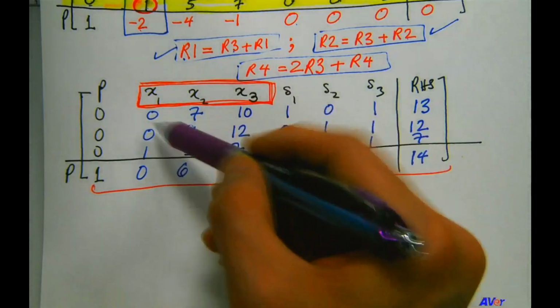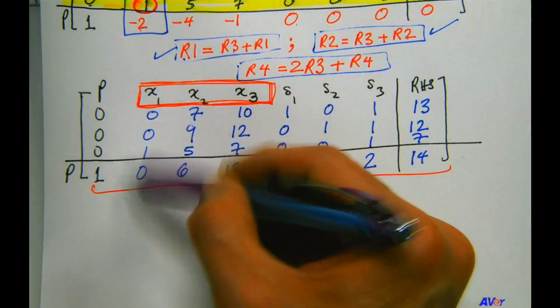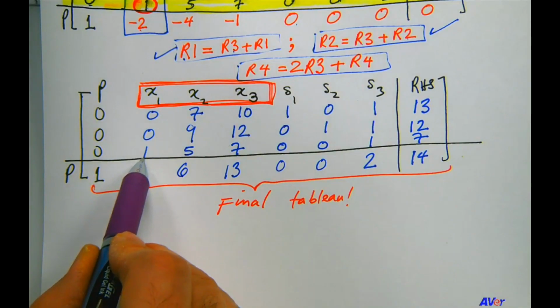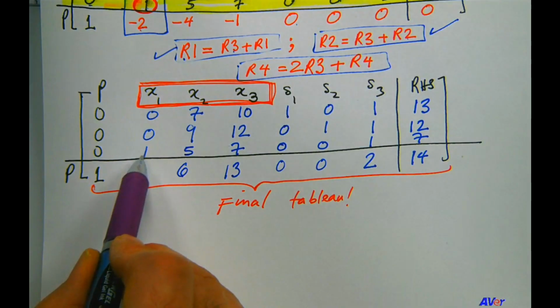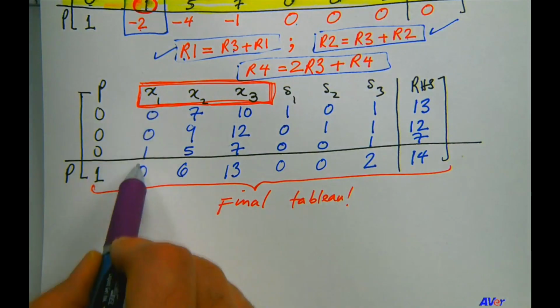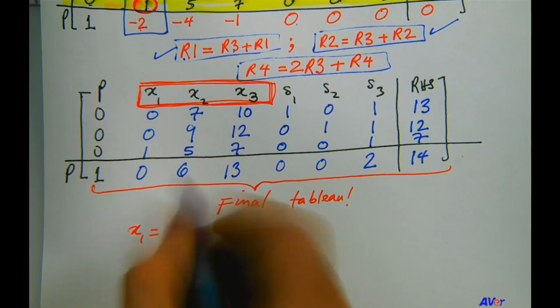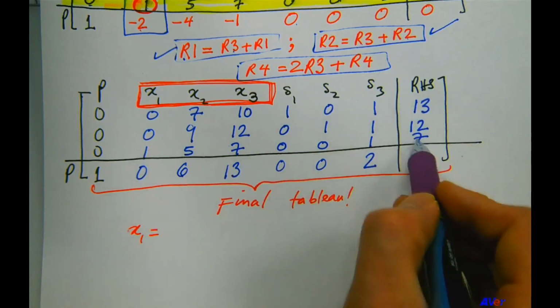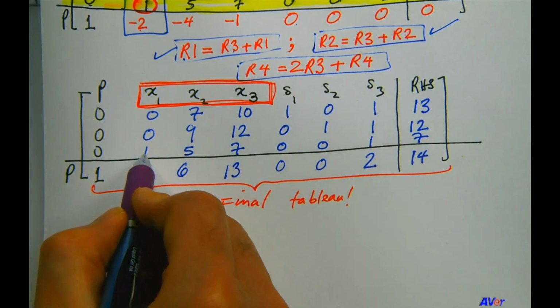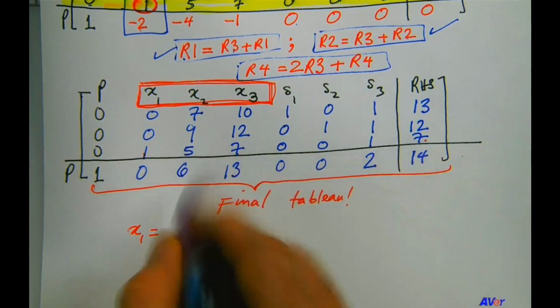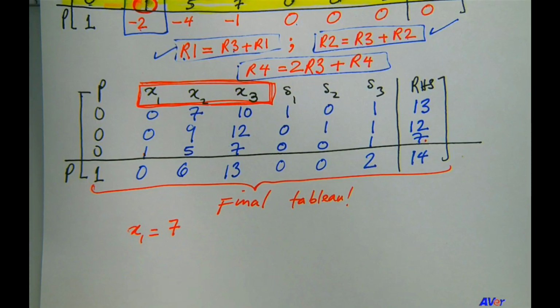Under x1, you see nothing but zeros and a single 1. It should be just 1 and everything else 0. If you have that scenario, then you can read the value of that variable x1 in the right-hand side column, right where the 1 is, right across from 1. That's 7. So x1 equals 7.